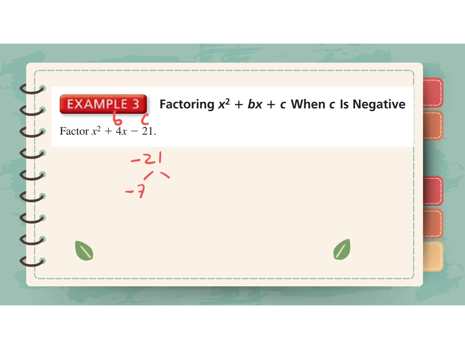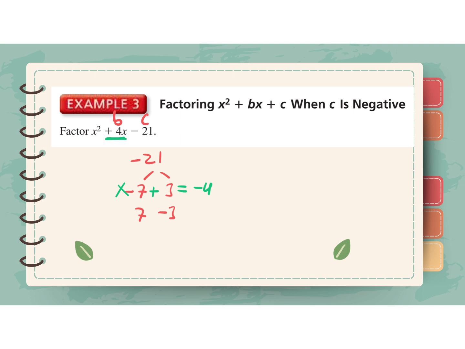Let's consider negative 7 and positive 3, and positive 7 and negative 3. Let's see if we combine these, if we get our answer of positive 4. That's what we're looking for, these two numbers to add to positive 4. If I did negative 7 plus 3, that gets me negative 4, so not quite what I want.